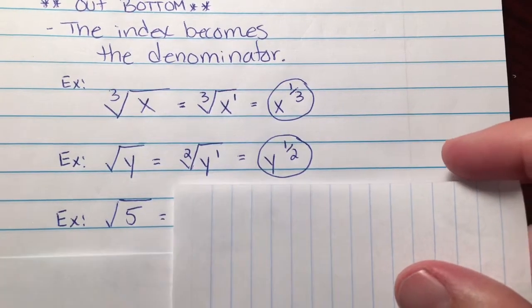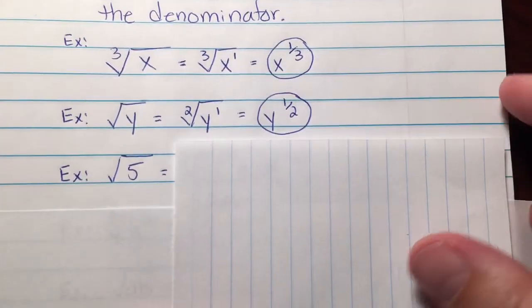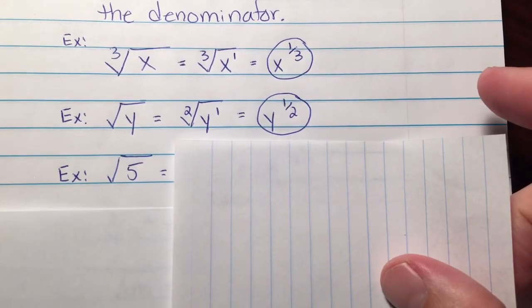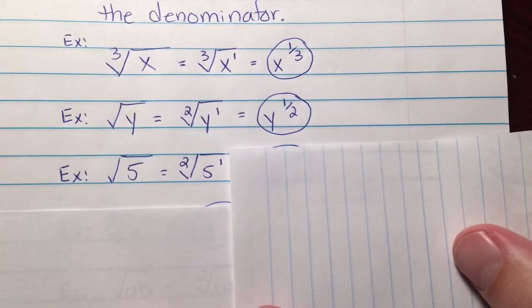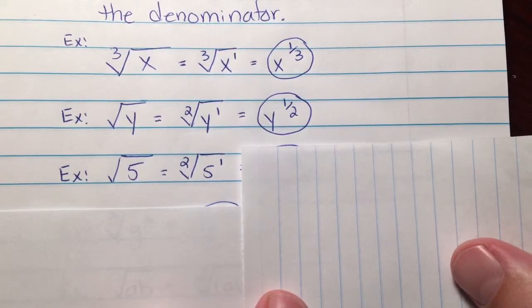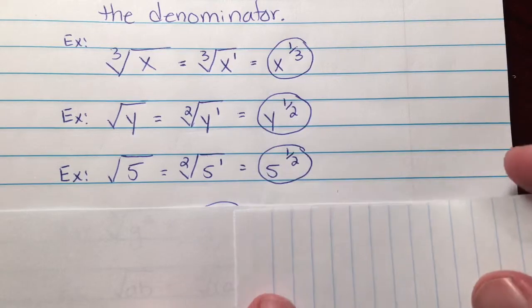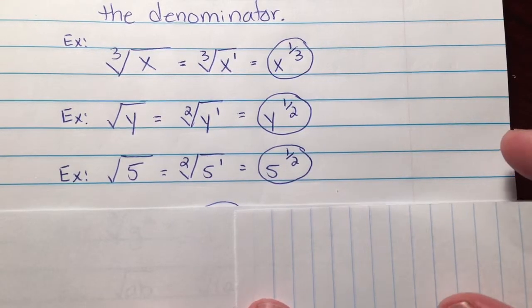Next problem. Radical 5. So again, don't see the number on the outside, don't see the number on the inside. We go ahead and insert those. It's a 2 and a 1. Going ahead and converting that. Out bottom, outside number on the bottom. 5 to the 1/2 power.